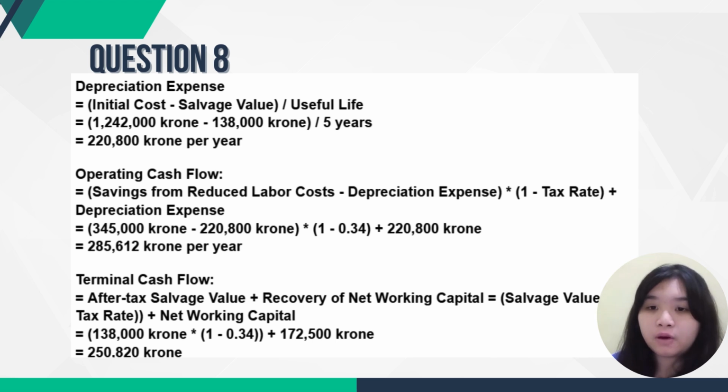The formula for terminal cash flow is salvage value times 1 minus tax rate plus net working capital. So the final answer is 250,820.